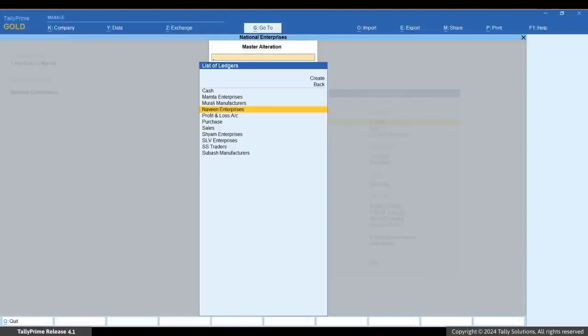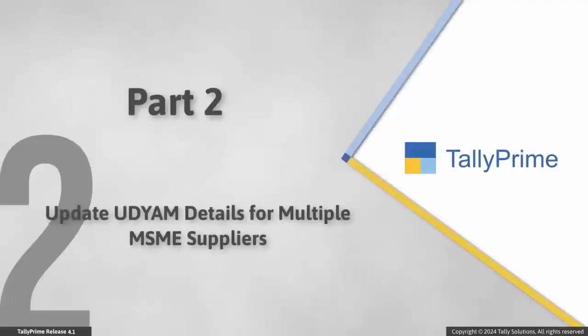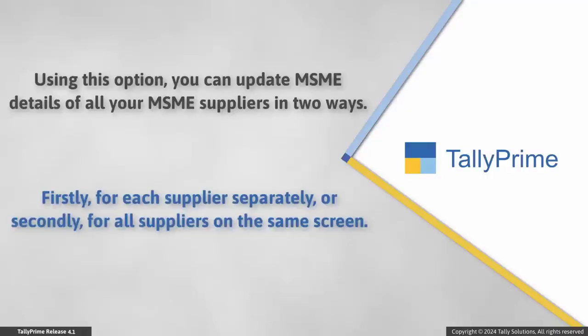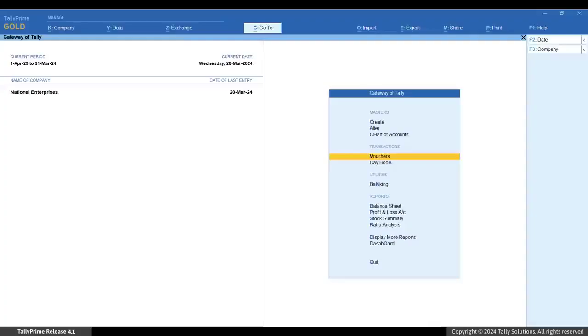Similarly, you can update the UDYAM details of MSME parties in their Ledger Masters. Alternatively, you can use the Update Party MSME Details report to conveniently specify UDYAM details of all MSME parties from a single screen. Using this option, you can update MSME details of all your MSME suppliers in two ways. Firstly, for each supplier separately, or secondly, for all suppliers on the same screen. Let's look at the first option.